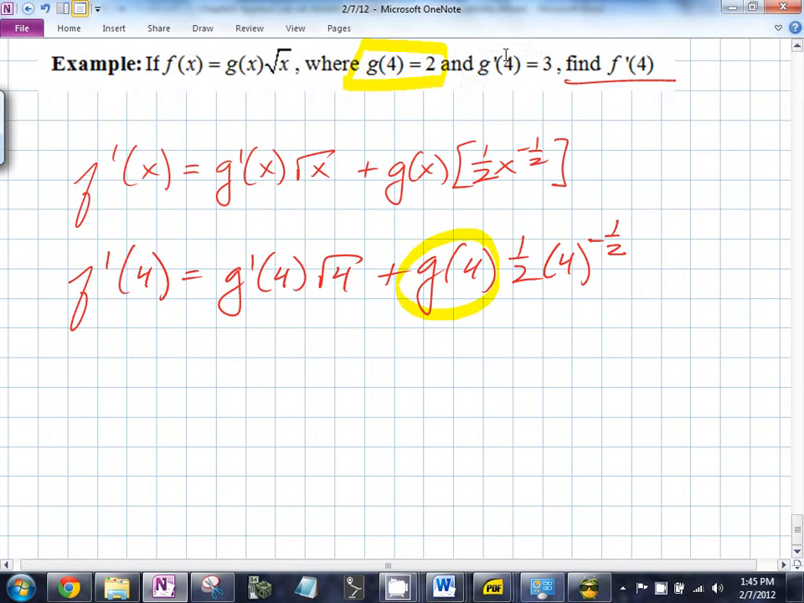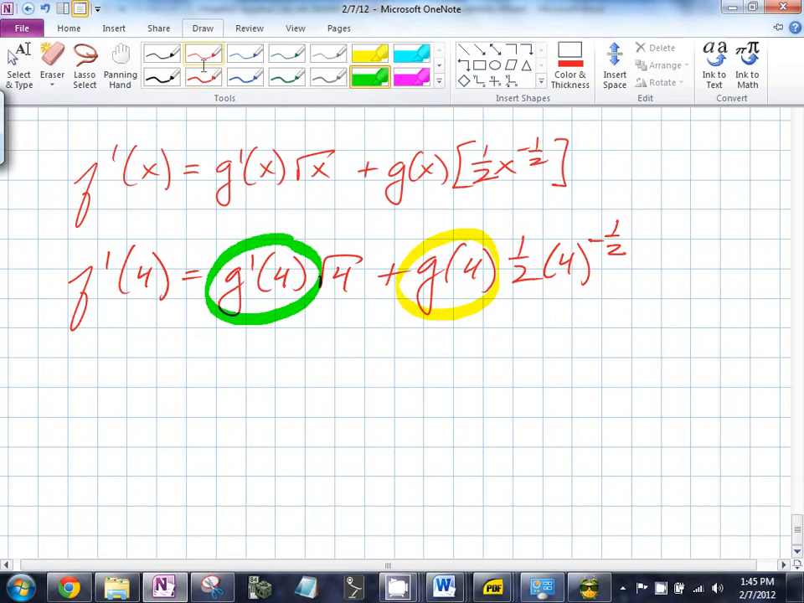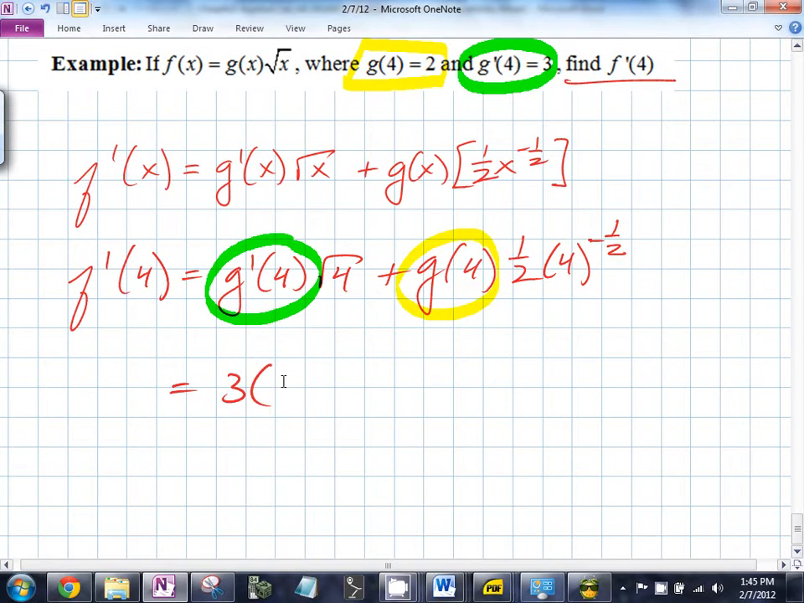So what does this turn into? It turns into 3 times 2 plus 2 times what? 1/2 times... What's 4 to the negative 1/2? That's 1 over the square root of 4, which is 1/2, not 8. So that's 6 plus 2 over 4. So that's equal to 13 over 2.